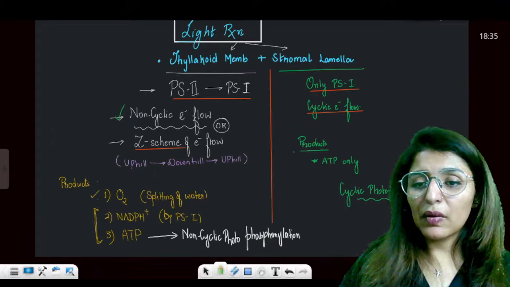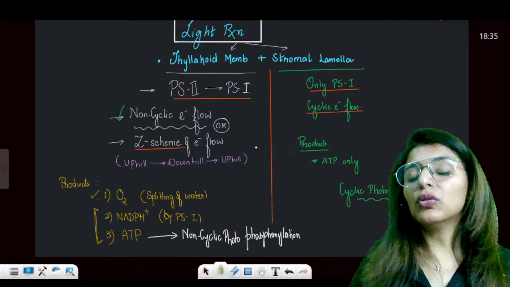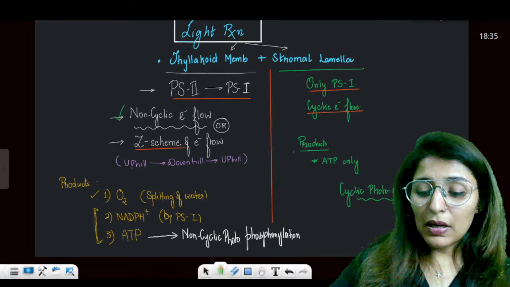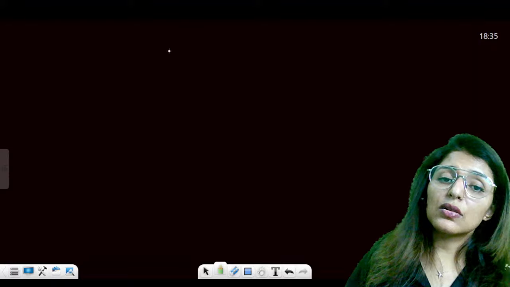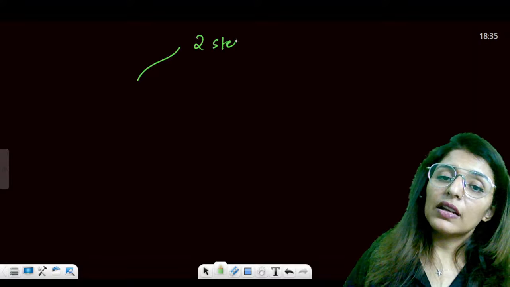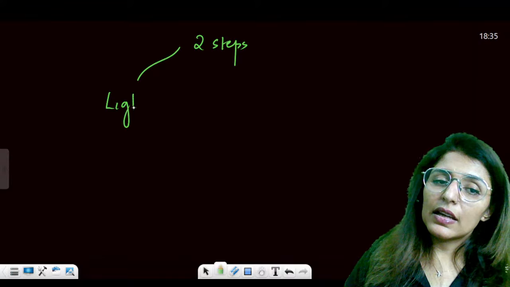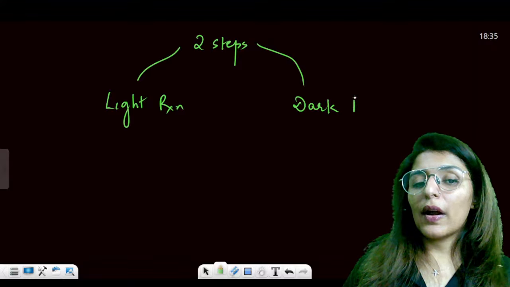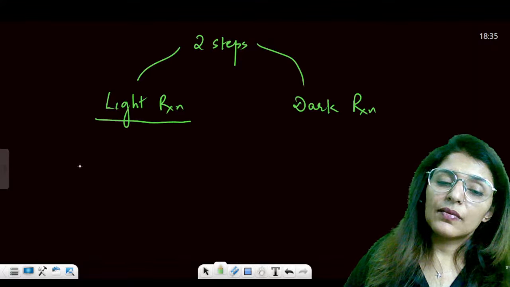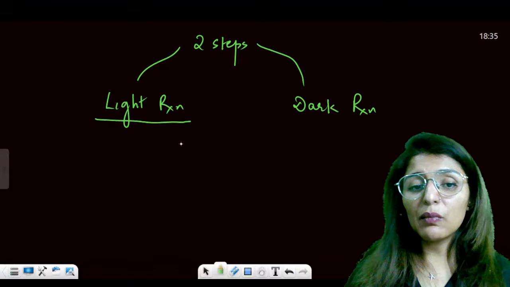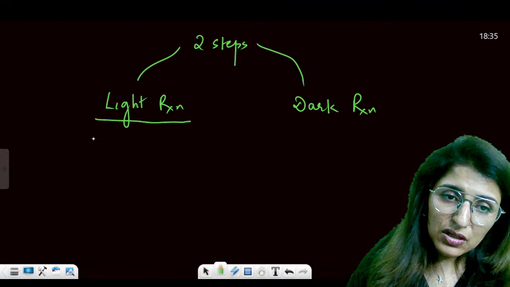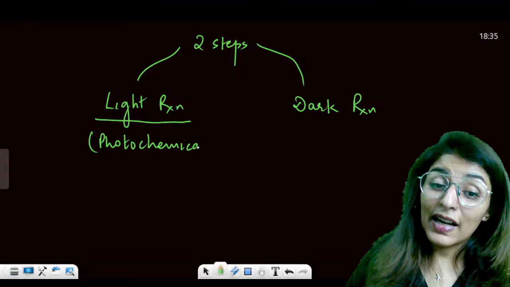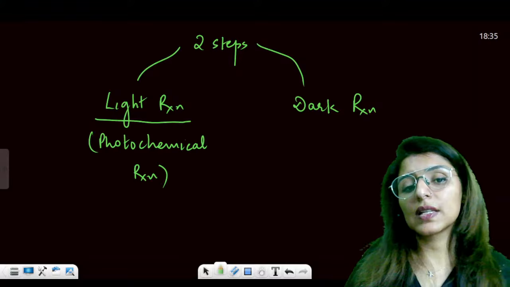So see, this is something we have already discussed. Now coming on to the real thing. First of all, you must know that photosynthesis is going to take place in two steps. One is the light reaction and second is the dark reaction, right? Now, why do we call light reaction as light reaction? Because here the light is going to play a very important role to cause certain chemical reactions. So we also call it photochemical reaction or light dependent reaction. This is clear.